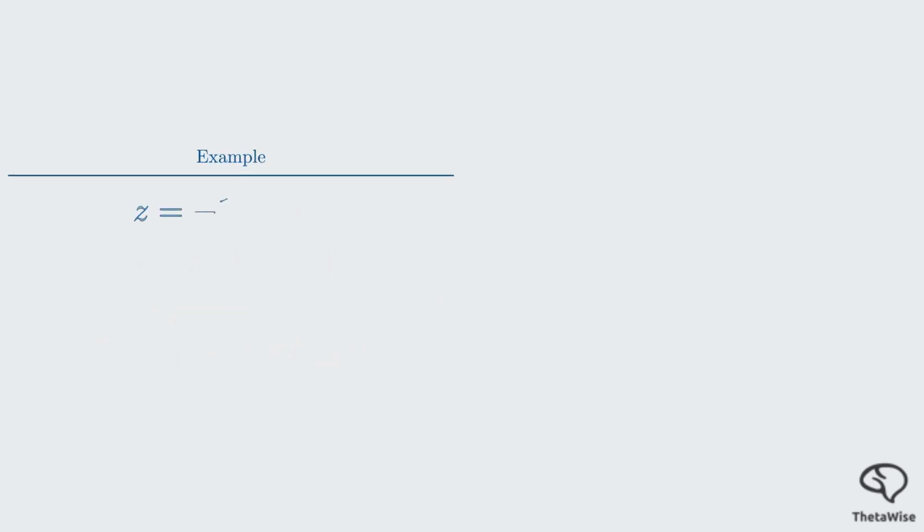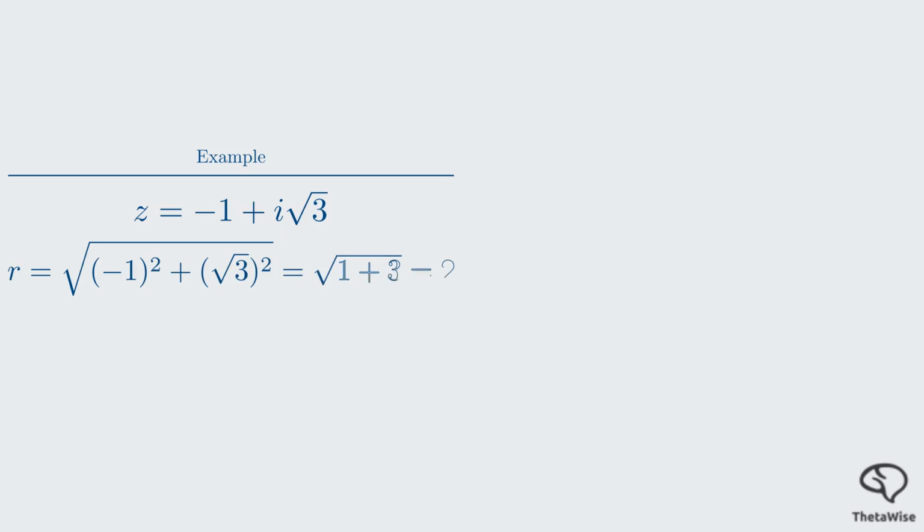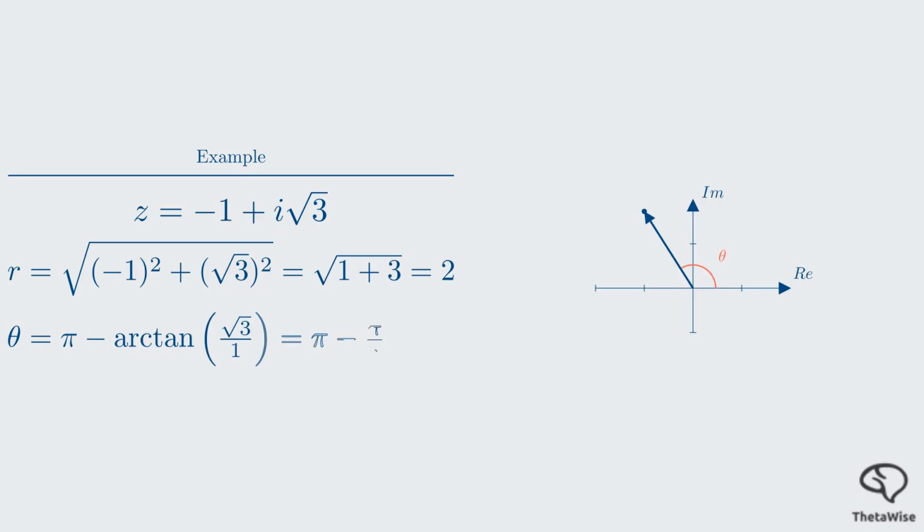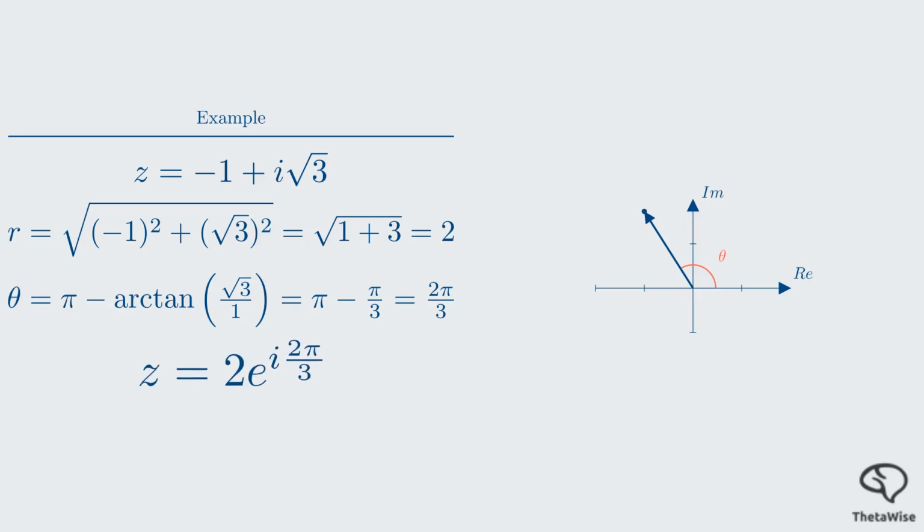Let's convert z equals negative 1 plus i root 3 to Euler form. First, let's calculate the modulus. r equals the square root of negative 1 squared plus root 3 squared, which simplifies to the square root of 4, or 2. Next, look at the coordinates. Since a is negative and b is positive, we are in the second quadrant. The reference angle for root 3 over 1 is pi over 3. To get into the second quadrant, we calculate pi minus pi over 3, giving us 2 pi over 3. Our final Euler form is 2e to the power of i, 2 pi over 3.